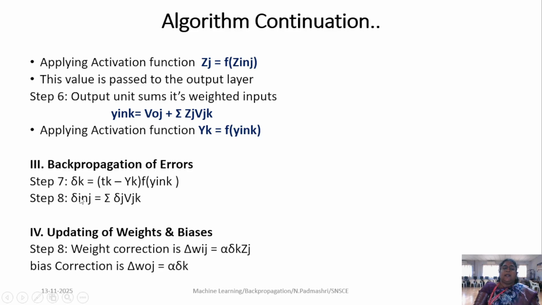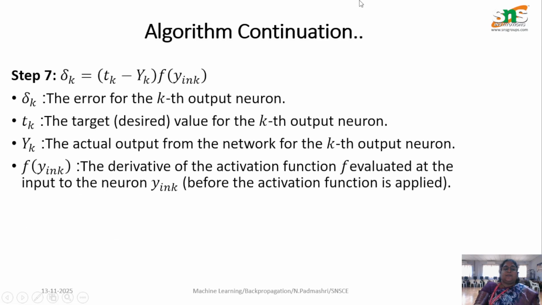In the output, delta k is the change in the error. It is equal to Tk minus Yk, into the function derivative of Yink, which is the activation function of the second hidden layer's output. Tk is the target output minus Yk. So steps 7 and 8, I'll go forward to my next slide, and I'll explain there what step 7 is.